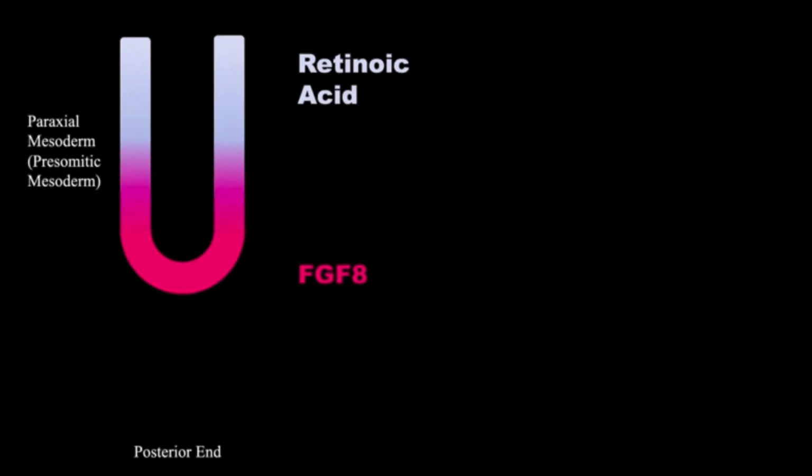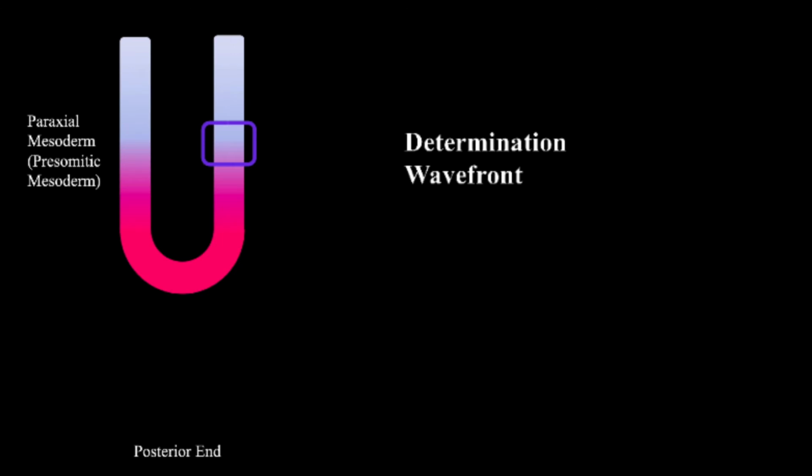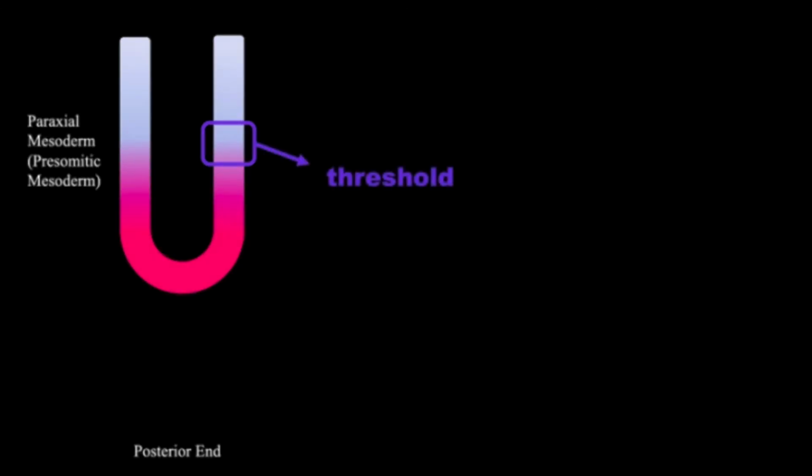The two molecules are mutually antagonistic, meaning that they'll suppress each other's activity when they come to a meeting point. Therefore, at the junction of the two chemical gradients, which is also referred to as the determination wavefront, the FGF8 level is brought toward a threshold that allows the clock cycles to happen.